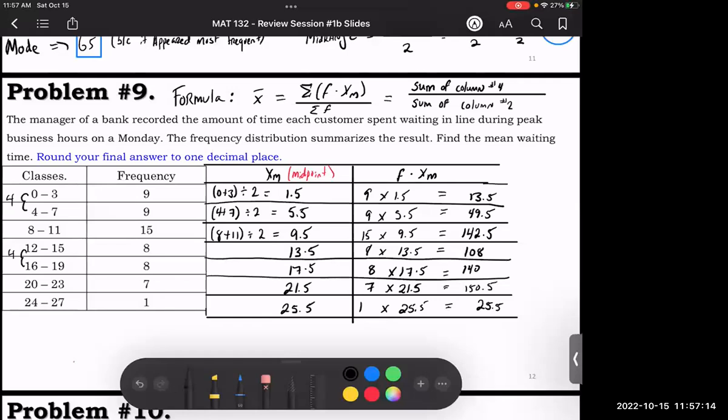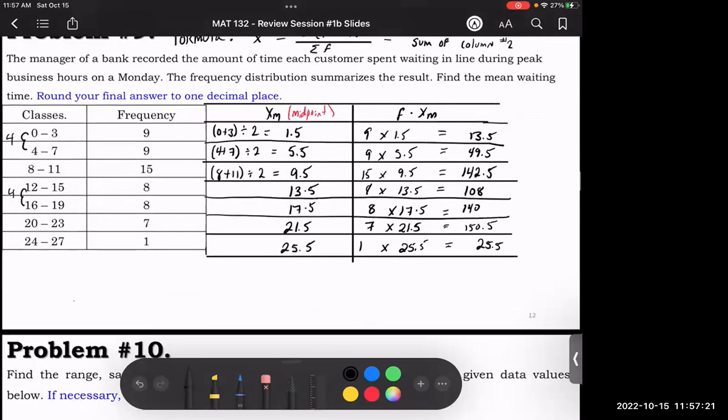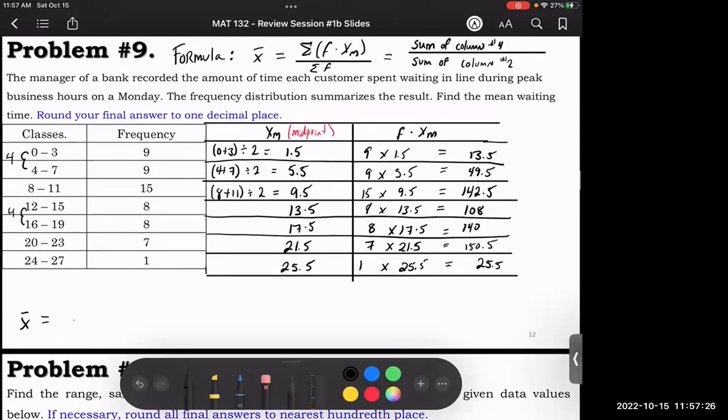Okay, so we have our table completed, majority of it, or all of it. Now I just gotta apply the formula. So the formula states that the mean of our frequency table is the sum of column 4 over the sum of column 2. So I just got to get these two values. Look at column 2. If I take the sum of the frequencies, that's essentially going to be now my bottom number.